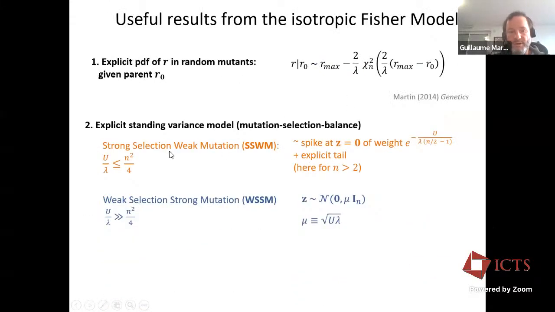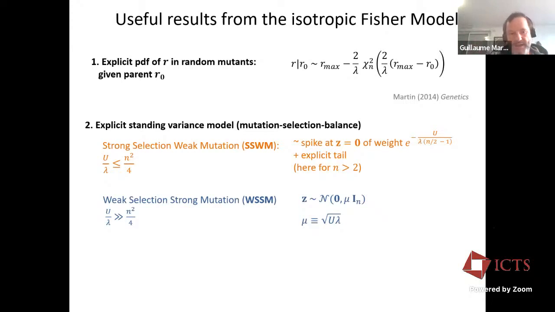So we know the equilibrium distribution in strong selection, weak mutation balance. It's basically very spiked. There's a spike at the optimum, and then the distribution is spread around, not Gaussian at all. And overall, we have a distribution of all the types at the stationary state of mutation selection balance.